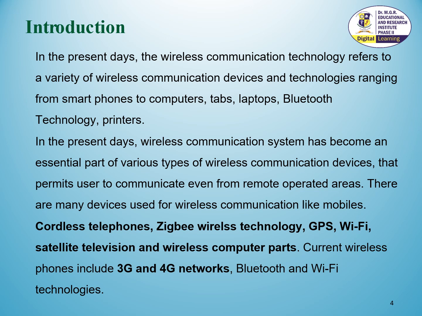In the present days, the wireless communication system has become an essential part of various types of wireless communication devices. One of the key advantages is that it permits the user to communicate even from a remote operated area. Now we can see a lot of devices which support wireless communication: your mobile phone, your cordless telephone, Zigbee wireless technology, GPS, wireless fidelity, satellite television, and wireless computer parts. Especially now we have been using the 4G network. Earlier we used 3G, 4G, and 5G is going to come in India. 5G has already come in other countries, and now it's going to be available in India as well. And then we are talking about the Bluetooth and Wi-Fi technologies.